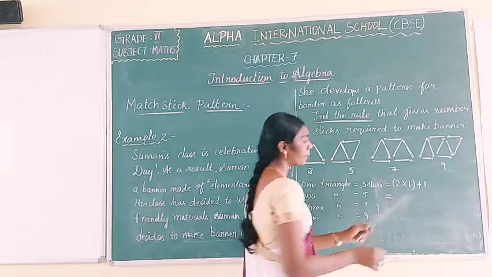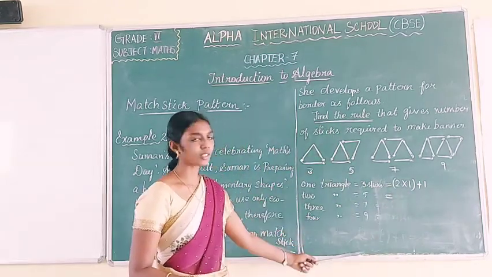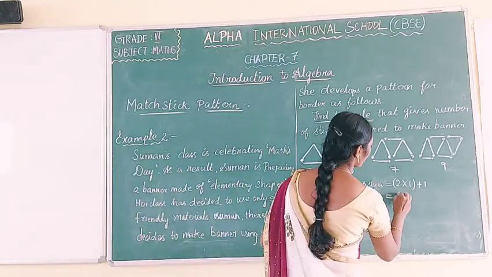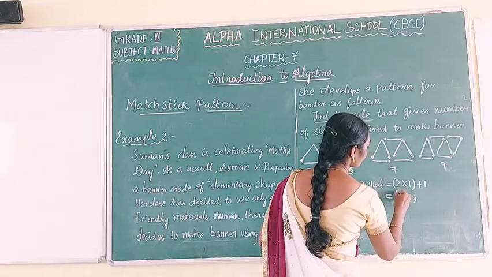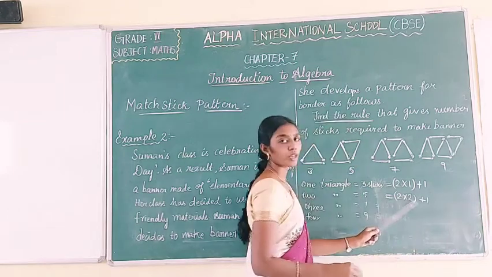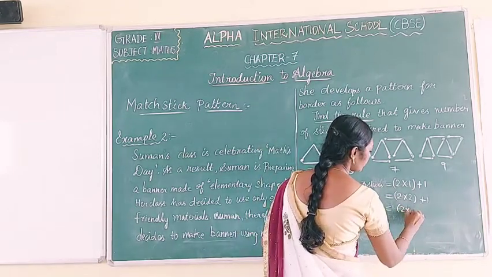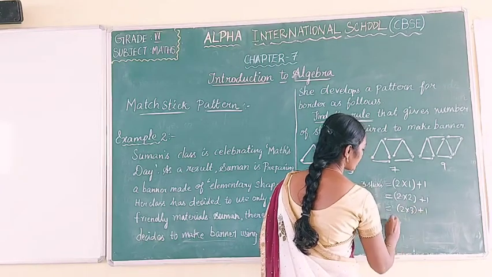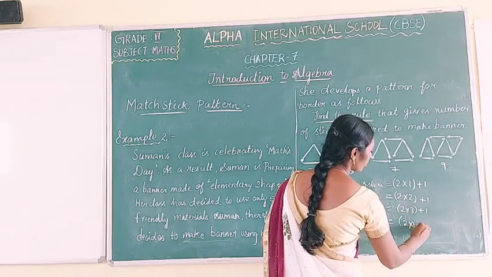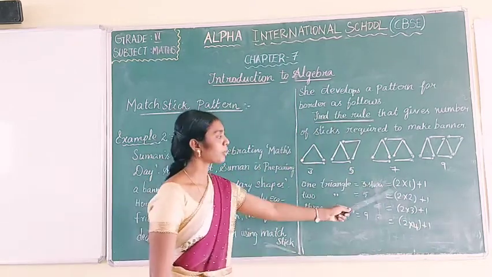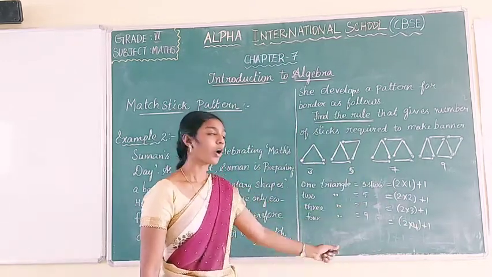Now I am going to apply this pattern for all the things. Let us check whether it is applicable to all or not. 2 into 2 plus 1: 2 2s are 4 plus 1 is 5. Next, 2 into 3: 2 3s are 6 plus 1 is 7. And here 2 into 4: 2 4s are 8 plus 1 is equal to 9. Yes, this particular rule is applicable in all the places.